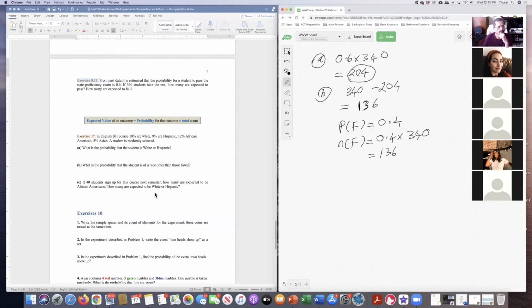So for the first part of C, I got 4.8. And how would I round that off in WebAssign? I see what you mean. How many are expected to be African Americans, and you got 4.8, then you answer it as 5. The number will be a whole number for this kind of question, so you round it to the nearest integer. Okay.